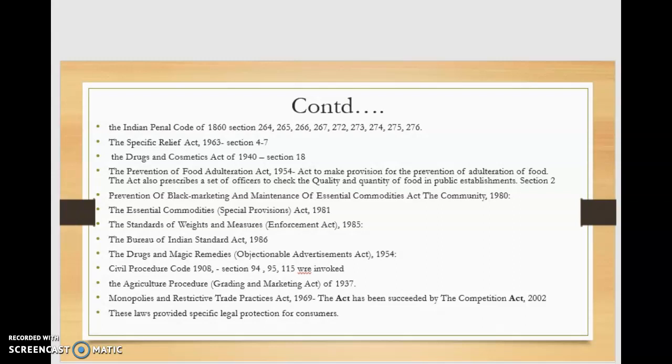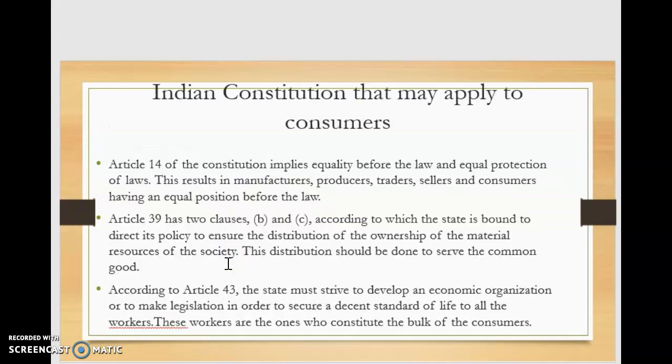In order to understand what rights have been granted, it is also important to understand where we have derived these rights from. The Indian Constitution is, as we know, the grund norm, the law that specifies all other laws. Article 14 talks about equality before the law and equal protection of the law. This results in manufacturers, producers, traders, sellers, and consumers having an equal position before the law.